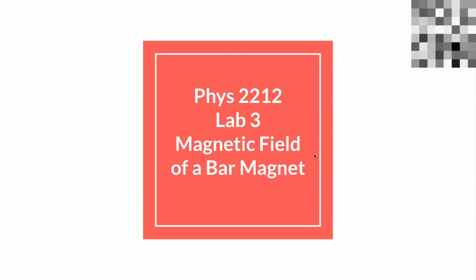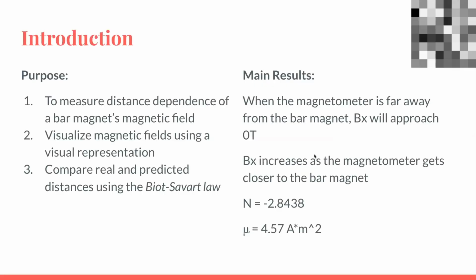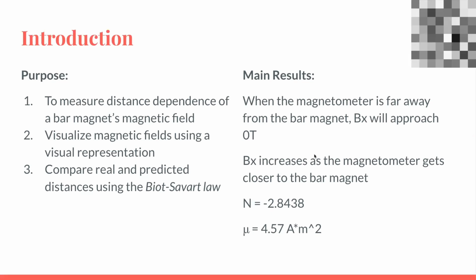Hi, and welcome to Physics 2212, Lab 3, Magnetic Field of a Bar Magnet. The purpose of this lab was to measure the distance dependence of a magnet's magnetic field, and to visualize the magnetic fields using a visual representation in GlowScript. The other purpose was to compare real and predicted distances using the Biot-Savart law.